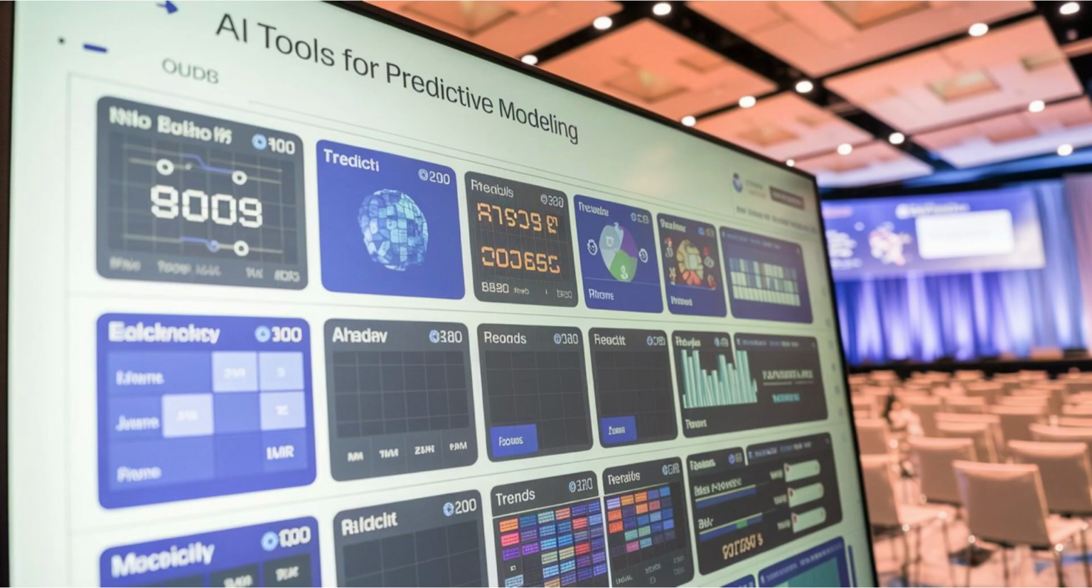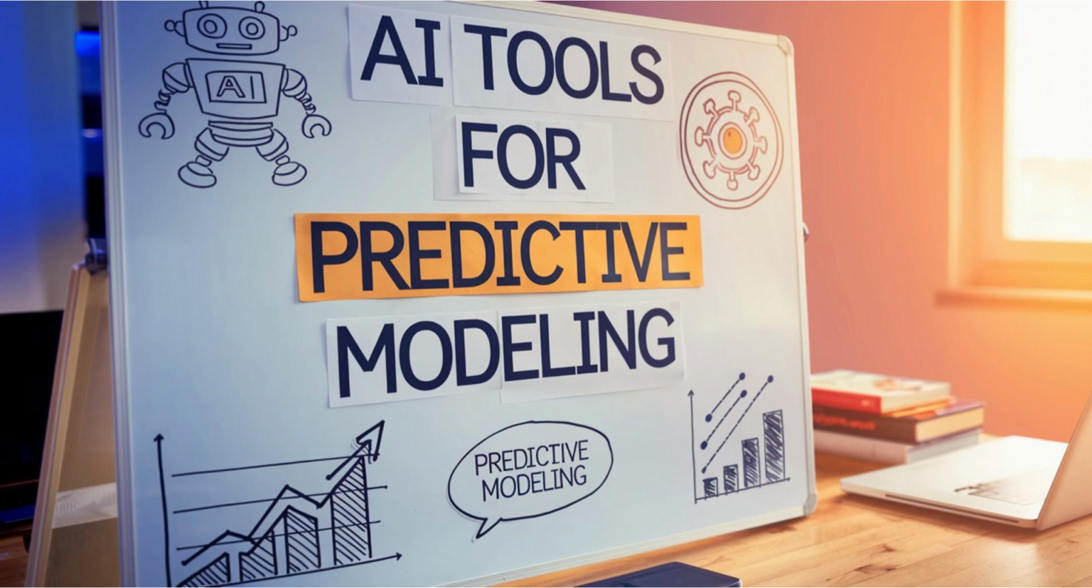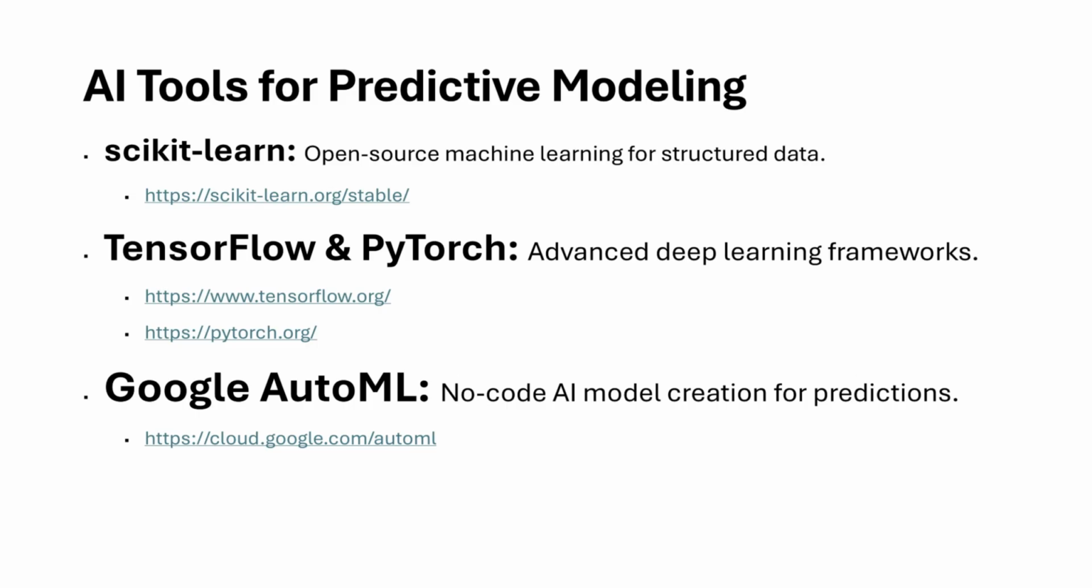AI-powered predictive modeling tools can help. Before diving into AI tools for predictive modeling, it's essential to understand their role in transforming raw data into actionable insights. Whether it's structured data analysis with scikit-learn, deep learning model development with TensorFlow and PyTorch, or automated machine learning with Google Cloud AutoML, these tools help streamline the process of building accurate predictive models. Now, let's explore each tool in detail.